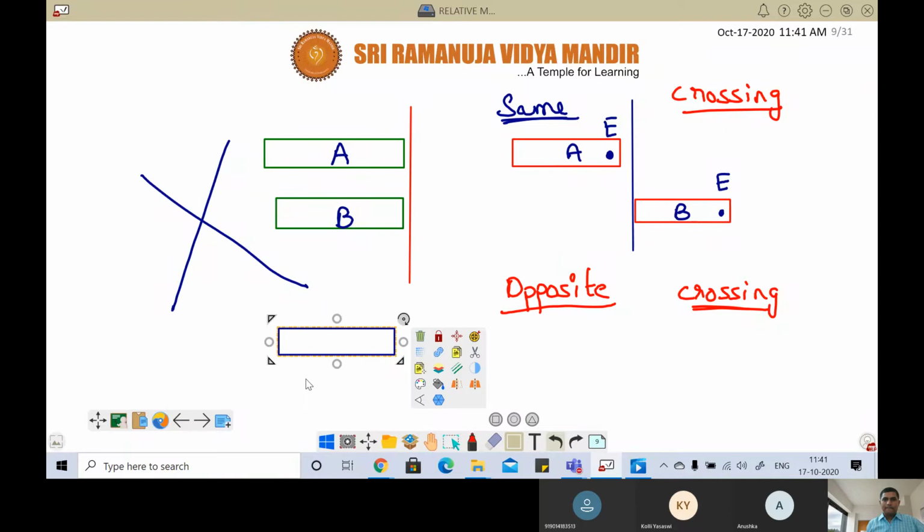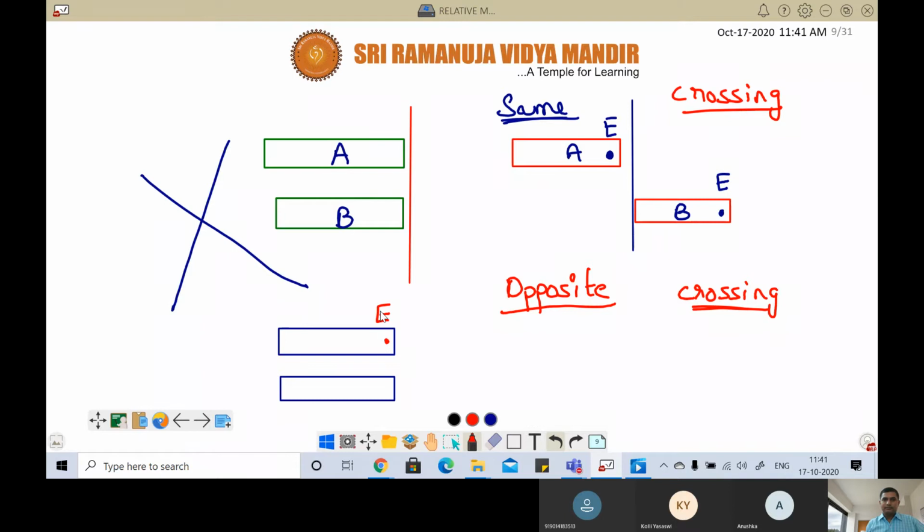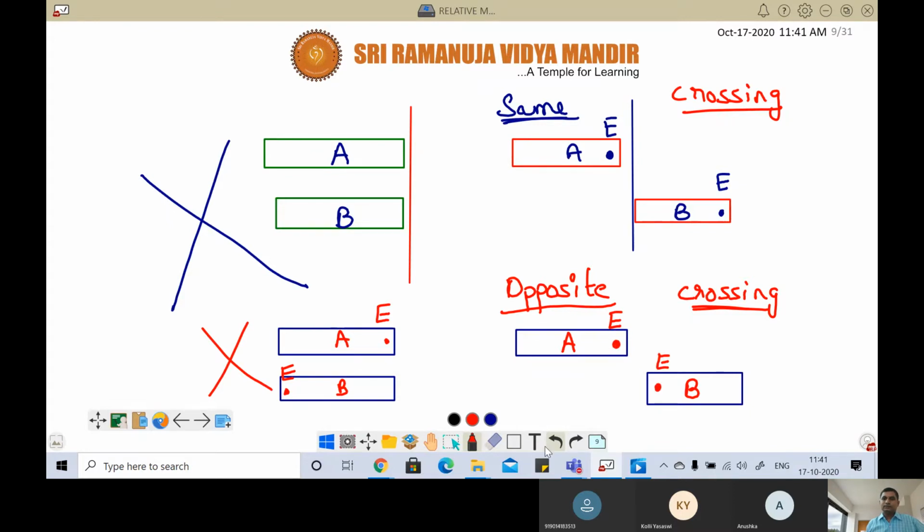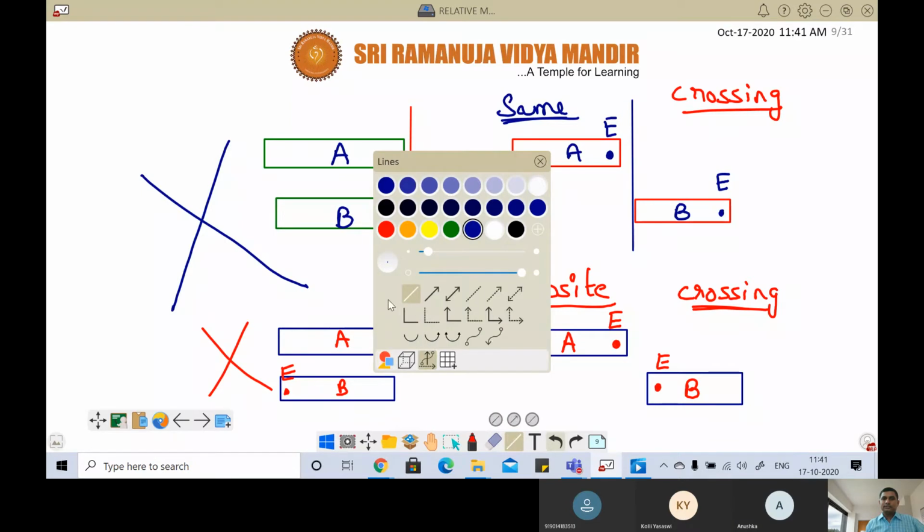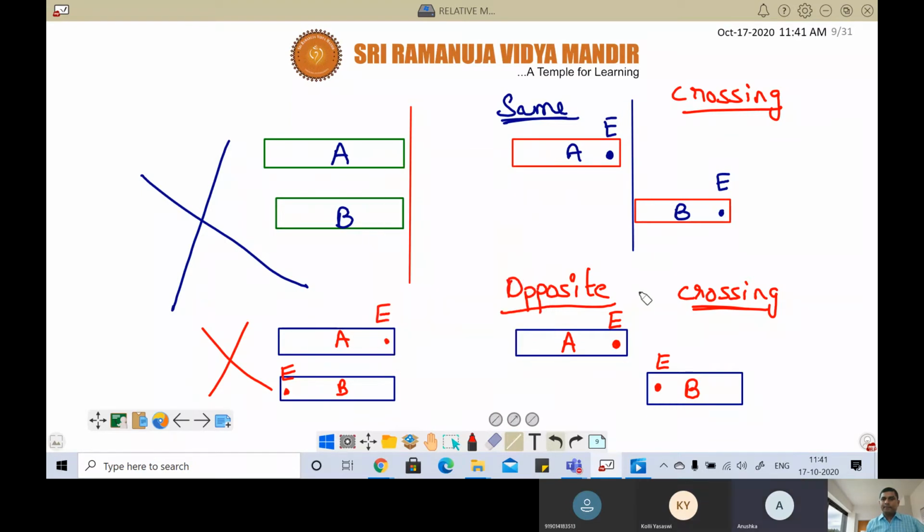Should we draw like this, where engine of A is here and engine of B is here? No, sir. We should draw, as the engines should be face to face. Suppose you draw this as one train, this as the other train, this is A, this is B, and this is the engine of A, this is the engine of B. Is it clear? Yes, sir.